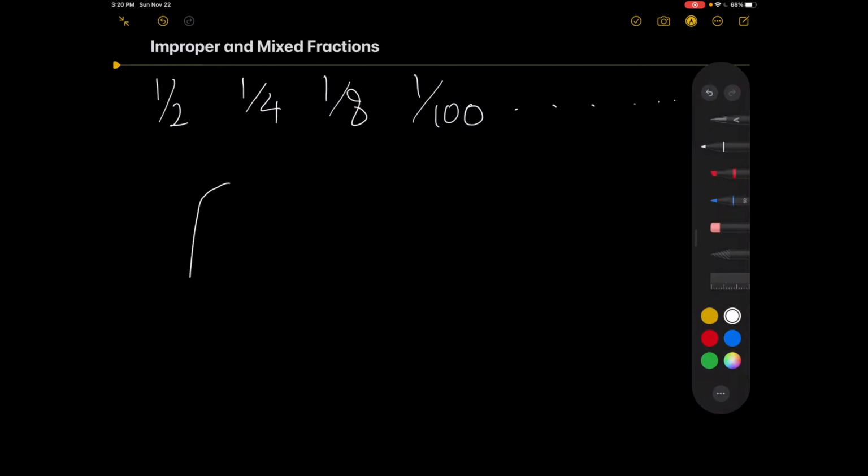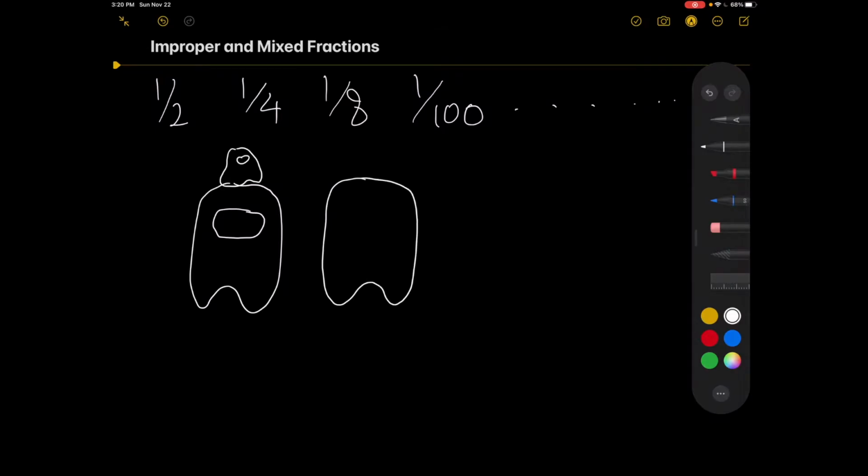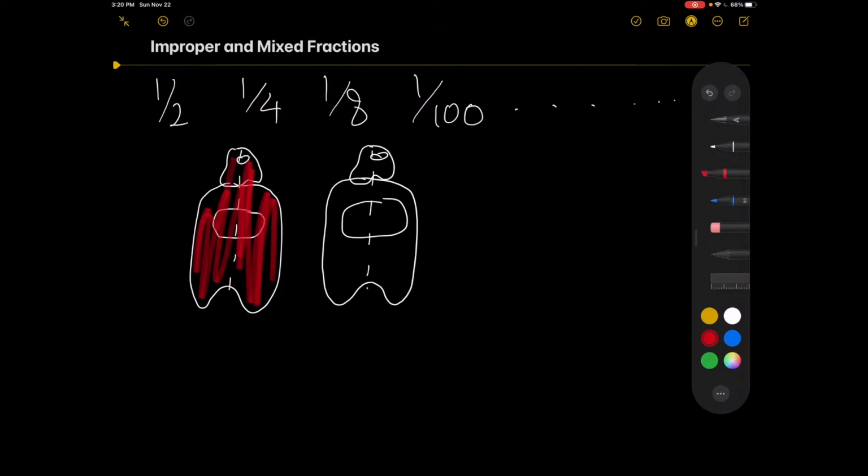So here we have one Among Us avatar, and we have another one. And if we were to divide each of the avatars in half and shade only 3 of the halves, how do we represent this in fractions?